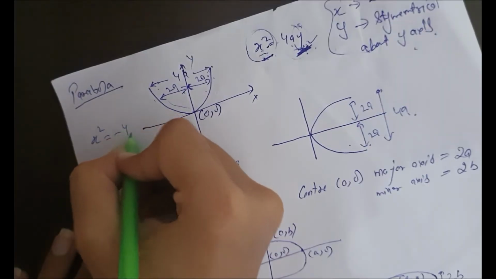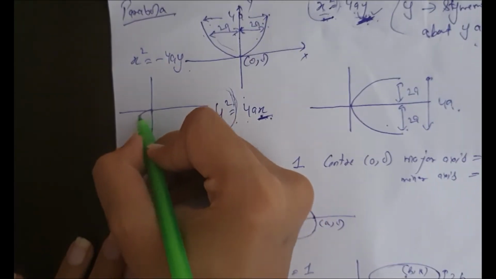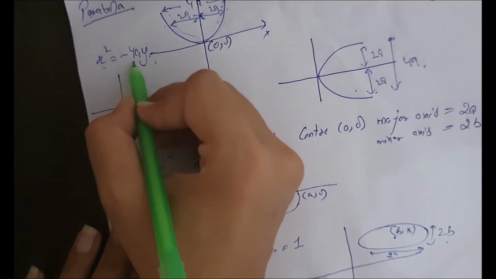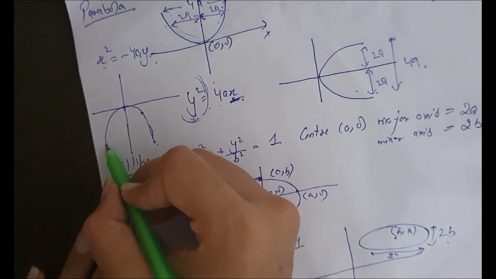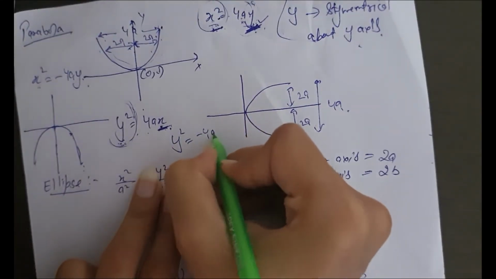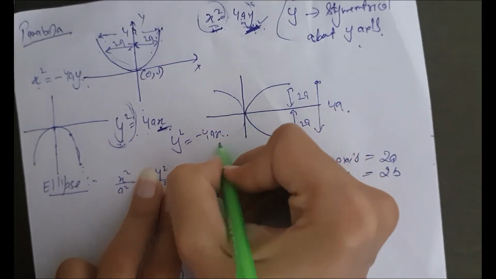x square is equal to minus 4ay, then parabola will be like this. If equation is x square is equal to 4ay, then parabola will be at positive y axis, and for minus 4ay it will be at negative y axis. Similarly, y square is equal to minus 4ax, then parabola will be like this.